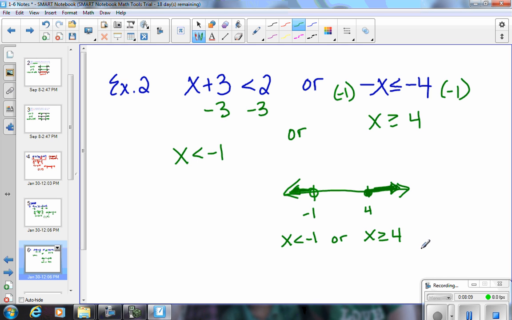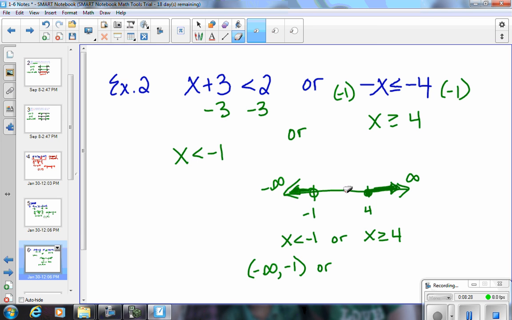Now, if you were going to do this with interval notation, you have to use our infinity and negative infinity. Remember, negative infinity's down here, infinity's here. So we'd have negative infinity to -1, or, oops, wrong symbol. Need a bracket here, 4 to infinity. Okay, so that would be the interval notation. Can't put it together. Still have to have the word OR.